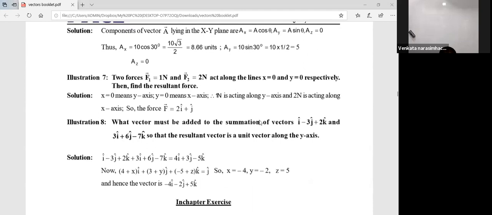If it is a unit vector along y-axis, then the x component should become 0. So the coefficient of i should become 0. The coefficient of k should become 0. First of all, you added i minus 3j plus 2k. Sir, the coefficient of j should be 1, right? So that the resultant vector is a unit vector along y-axis. The coefficient of j should be 1. That's why y he has taken as minus 2. Are you able to see this? Yes, sir. I put y as minus 2. The coefficient of j will be 1. The coefficient of i cap should become 0. The coefficient of k cap should become 0. So z is equal to 5, x is equal to minus 4.